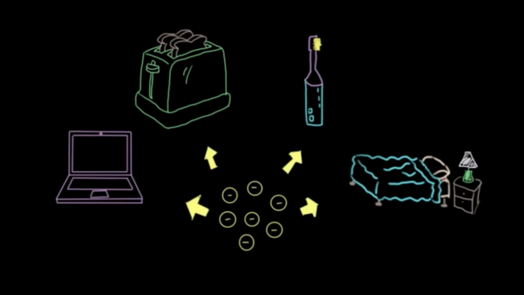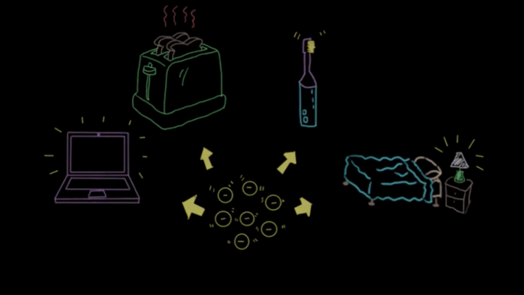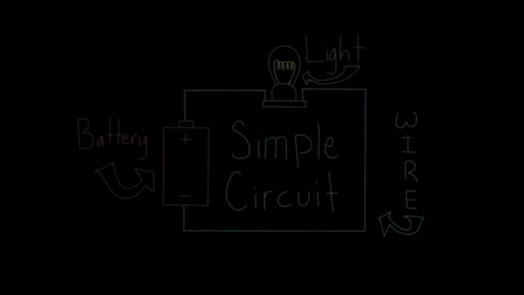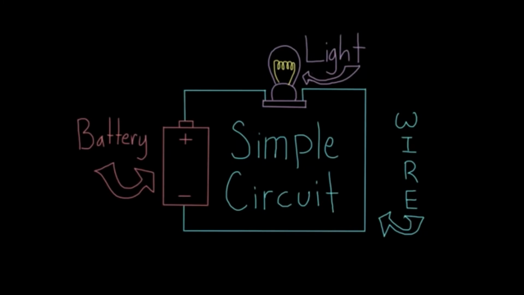But how do these electrons make all of these different appliances work? It turns out that on their own, the electrons don't do much. But when they move, their movement generates energy, and that can power all of these different things. To talk about how this works, we are going to use a really simple example that I have drawn out here. And this is a very simple version of a flashlight or a torch.